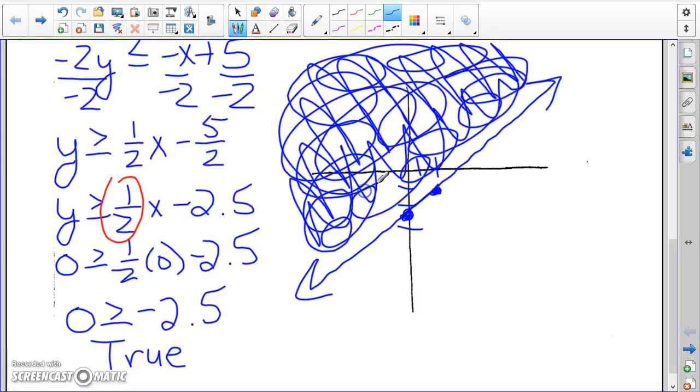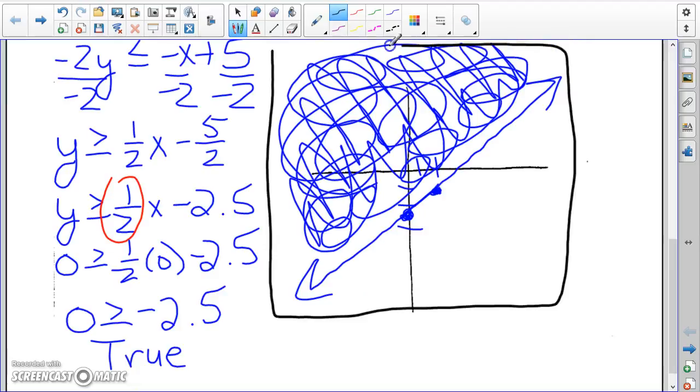So all the points in that region count. Again, our solution is the entire graph. All points in the shaded region count, and the line counts. Remember, if the line is solid, the borderline also counts.